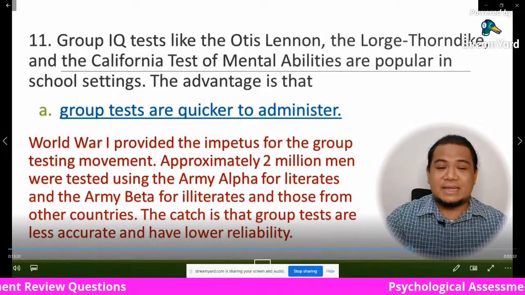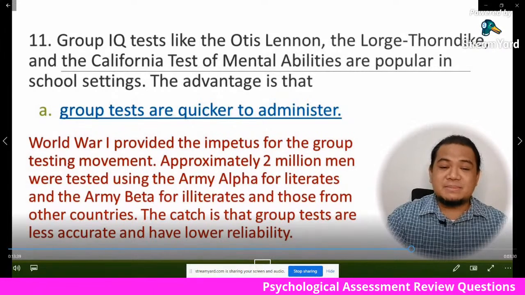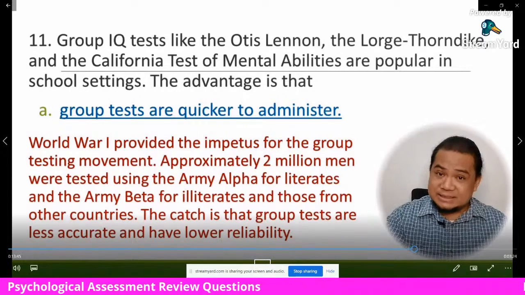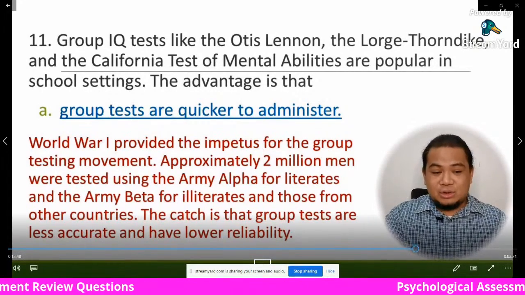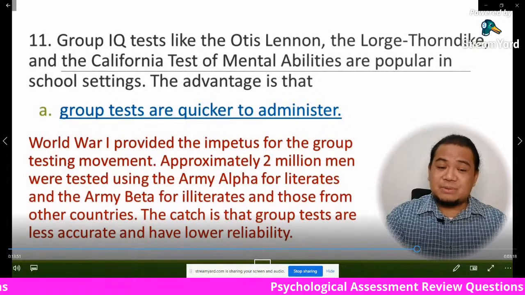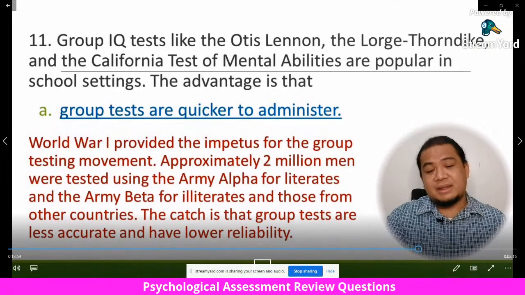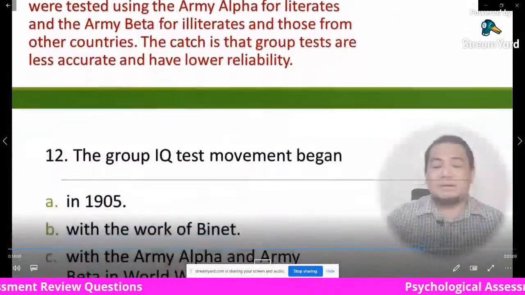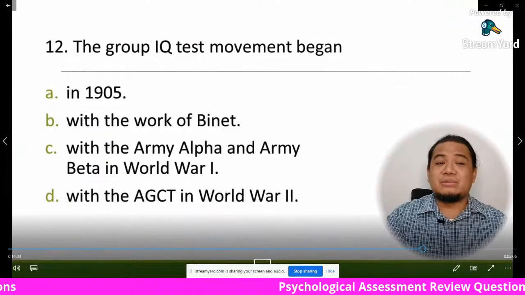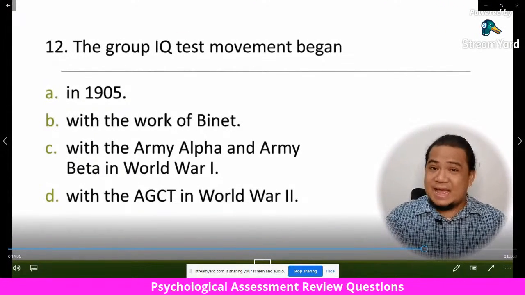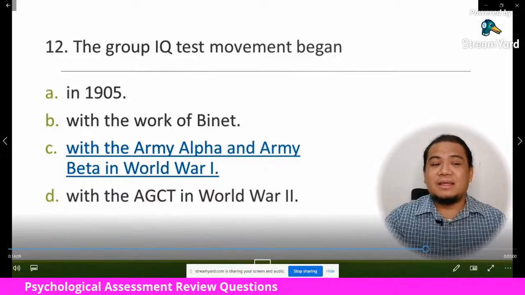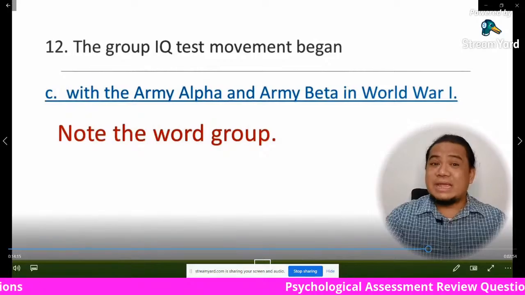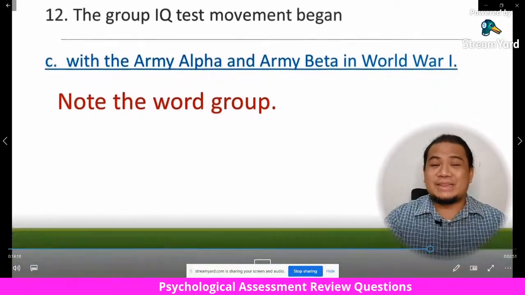The First World War provided the impetus for the group testing movement. Approximately 2 million men were tested using the Army Alpha for literate and Army Beta for illiterate, and those from other countries. The catch is that the group tests are less accurate and have low reliability. Number 12, the group IQ test movement began, and the answer is letter C, with the Army Alpha and Army Beta in the First World War. We have to take note of the word group testing.